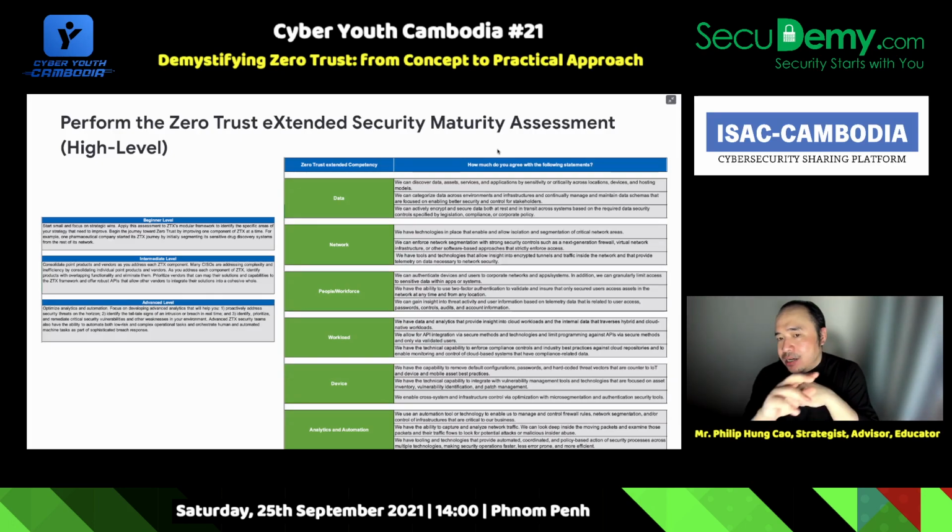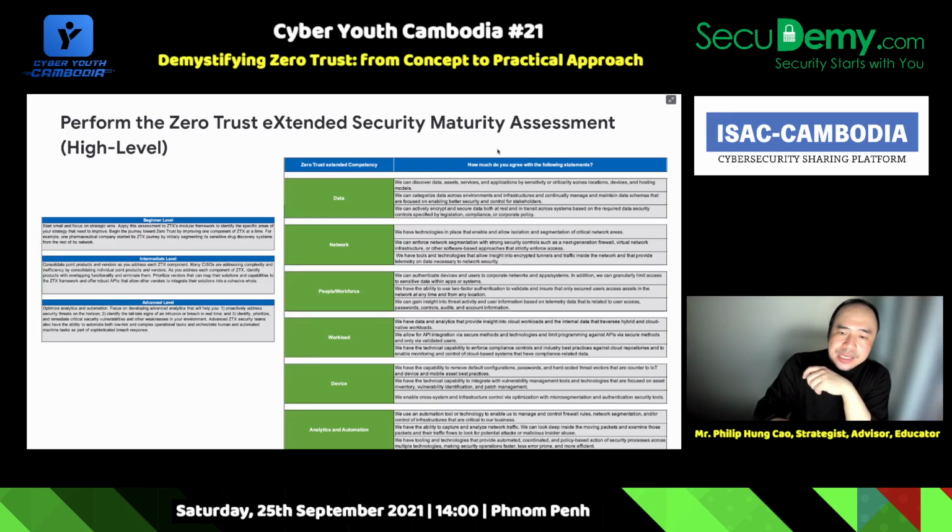Let's say for data, on these 3 questions, you answer yes, which means you have 3 points, for instance. Or normally they would say level 1, 2, 3. The first question is 1 point, the second question is 2 points, the third question is 3 points. So if you achieve all of them, you have 1 + 2 + 3, which is 6 points. So 6 times 6 is 36 points.